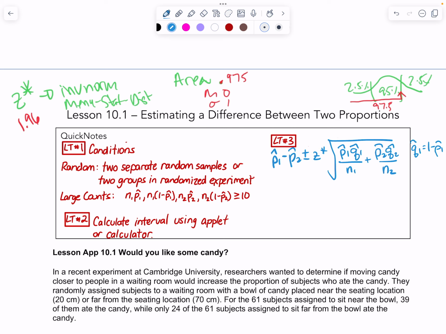All right? And Z star, remind yourself how to get Z star. Z star, remember, is just inverse norm. And the area is the center plus the tail. Okay, so for, again, so if it was a 90%, for instance, that's going to be 5%.